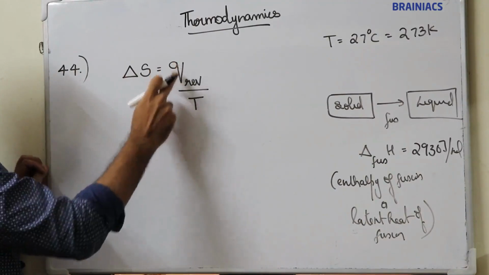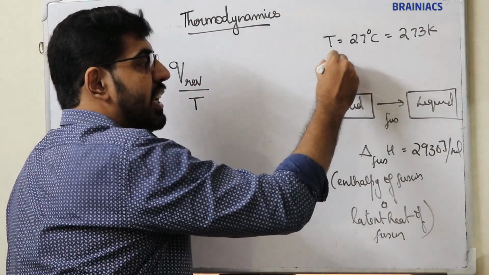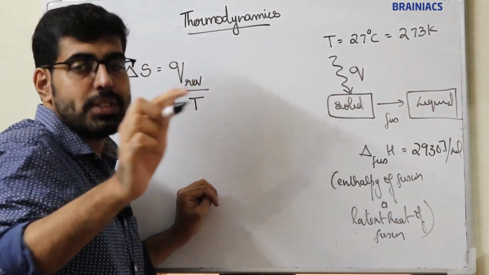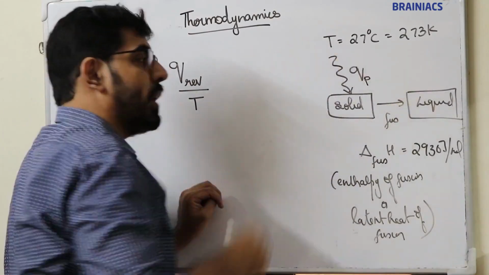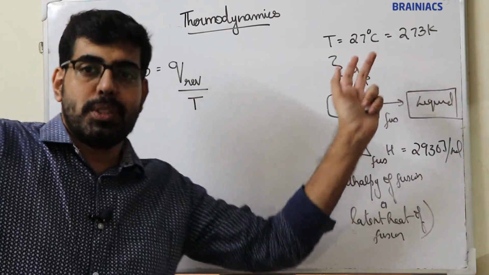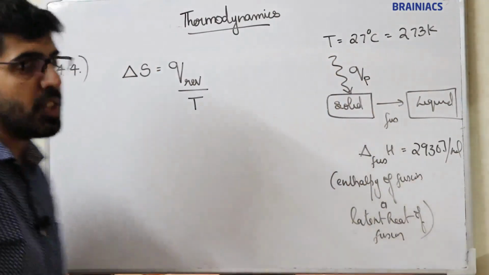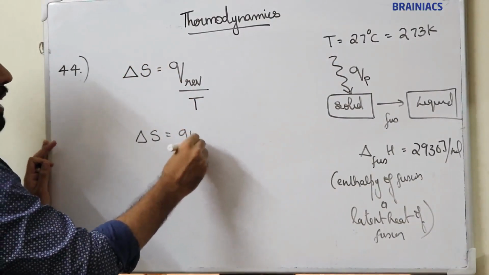What is entropy change? Q reversible by T. Now, during this conversion, heat is absorbed by the solid. All the processes in the universe take place at constant pressure. So here heat is absorbed at constant pressure, Qp. So Q will become Qp. So delta S is equal to Qp by T.